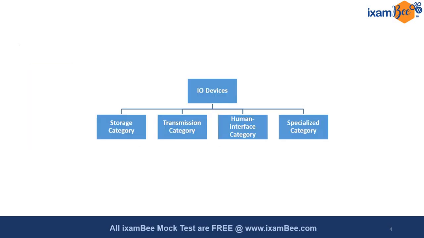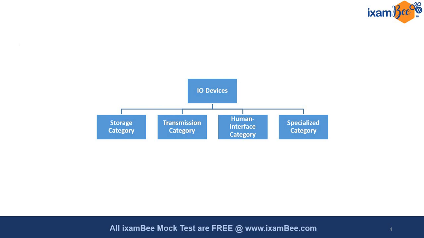Now, before going into detail of the IO subsystems, you should know the different types of IO devices. IO devices vary from the storage, transmission, human interface, and the specialized category. I will give you one example of each so that you will be able to understand what kind of categories they belong to. Storage category: RAM, hard disk. There we store the data. They are basically the storage devices. They are also the input and output devices. Transmission categories are used for transmission, like the modem, the network card, these kinds of things.